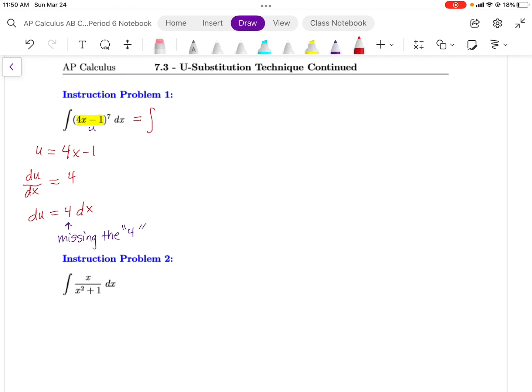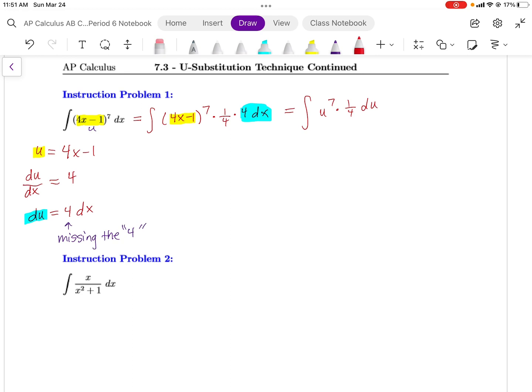So what I'm going to do is say, well, this is the same as 1/4 times 4 dx. Because if I simplified this right here, this would just be 1, right? 1/4 times 4 is just 1. But now the reason why I did that is I can see that this 4 dx, that's du, so I can plug it in. And then right here, this is u. So this is going to become the integral of u to the 7th times 1/4 du.